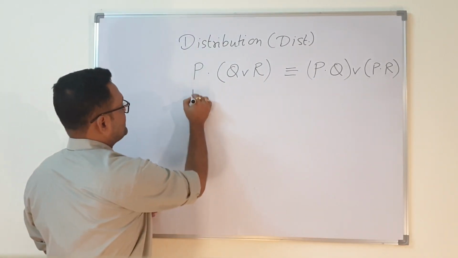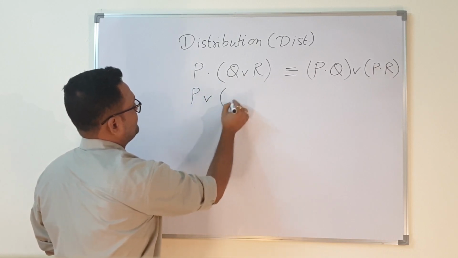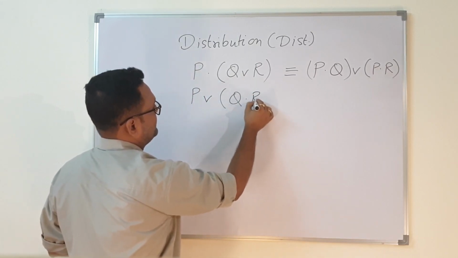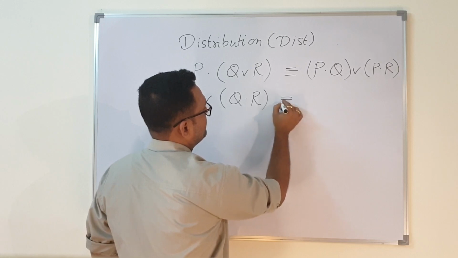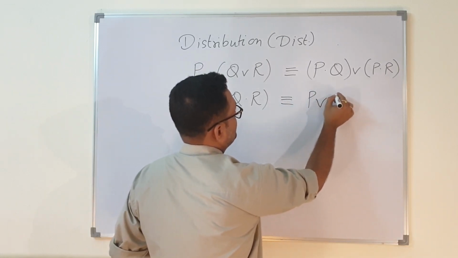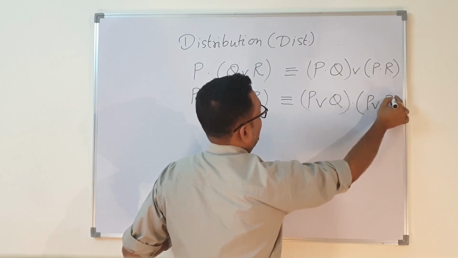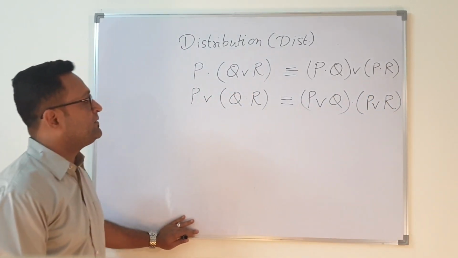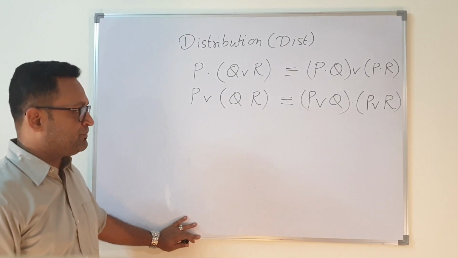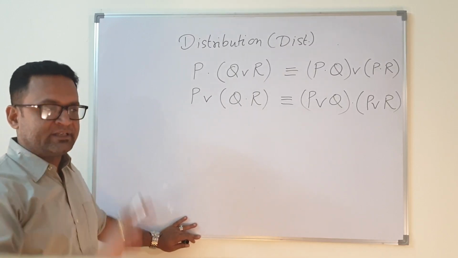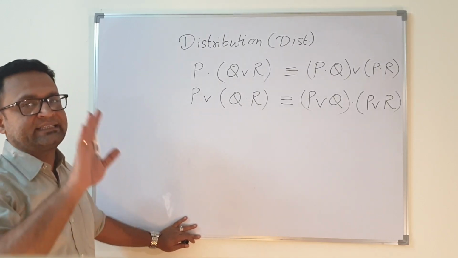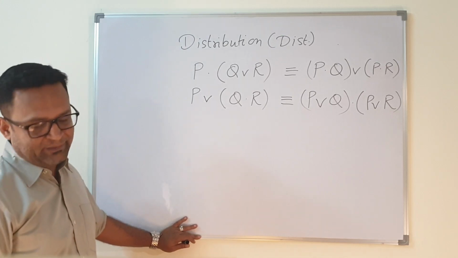The same goes for wedge function as well. If we write P wedge Q dot R, suppose if we have this one, so this will be equivalent to P wedge Q dot P wedge R. So this is the rule of distribution. So till now we have discussed 3 rules. We have exactly 10 rules in the rules of replacement.